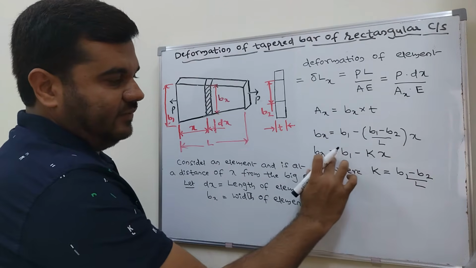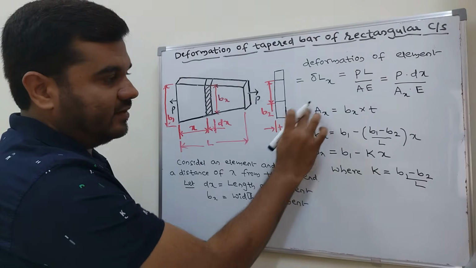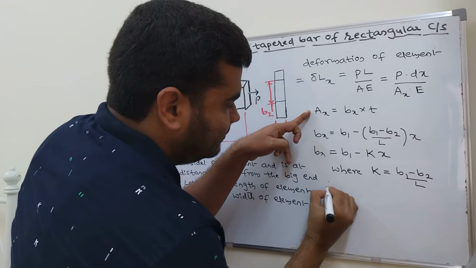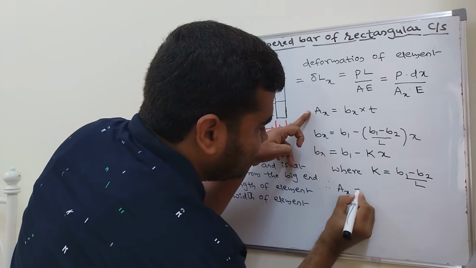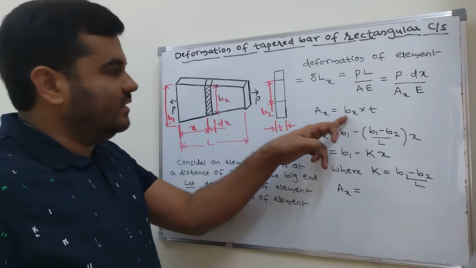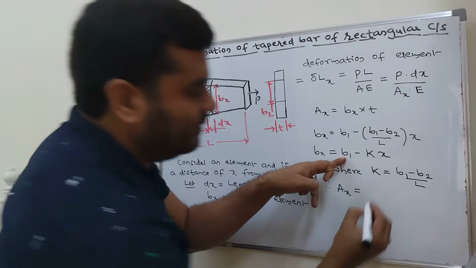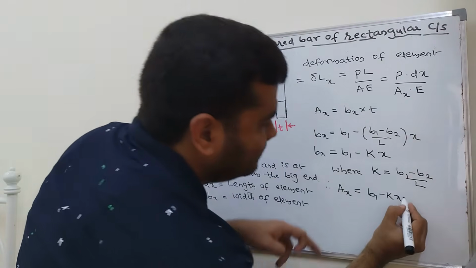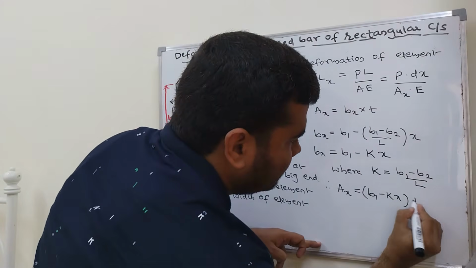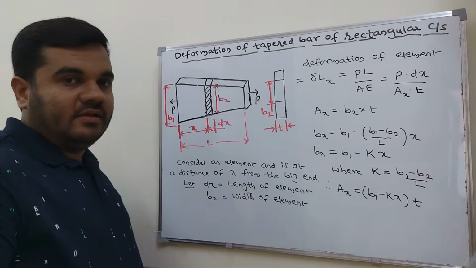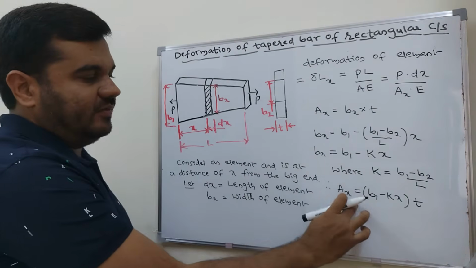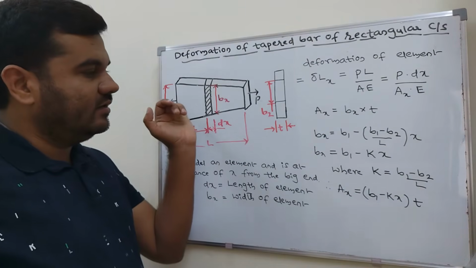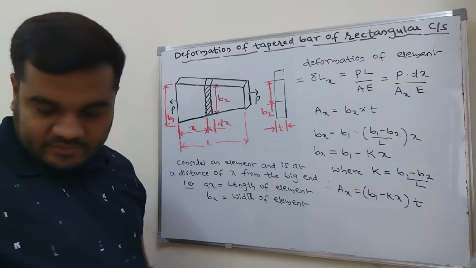Once we find the width, where do we need to go? The area of the element. Therefore the area of the element, Ax, equals the width of the element, B1 minus kx, into the thickness. This is the area of the element, with the width in terms of B1 and B2.